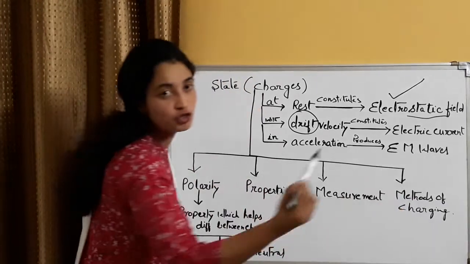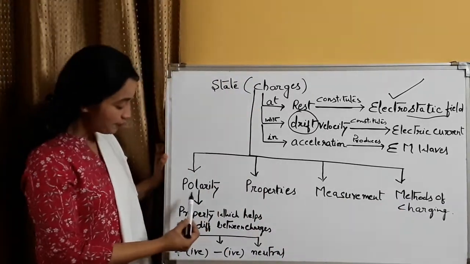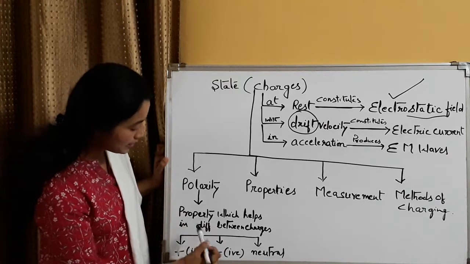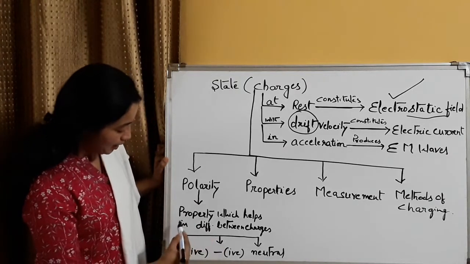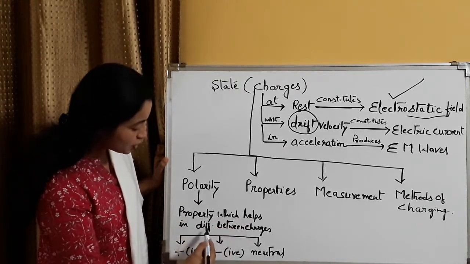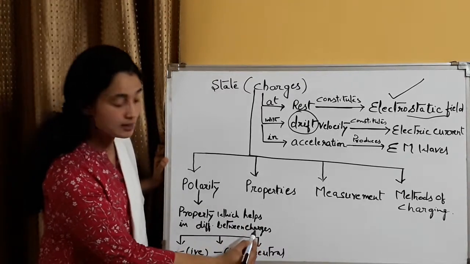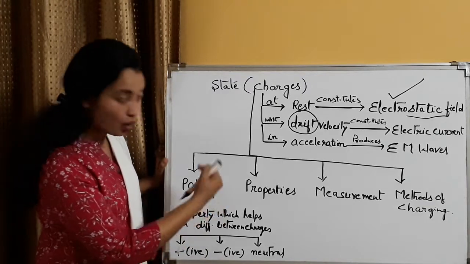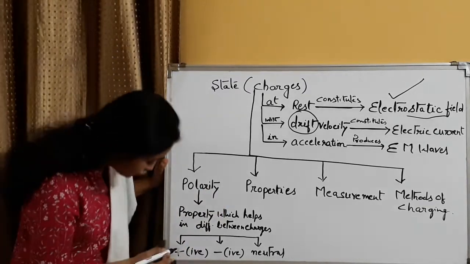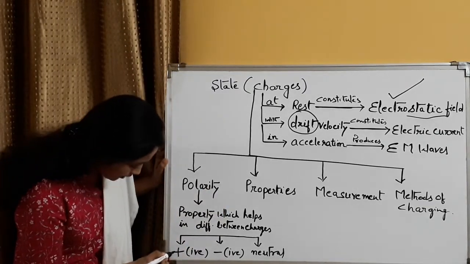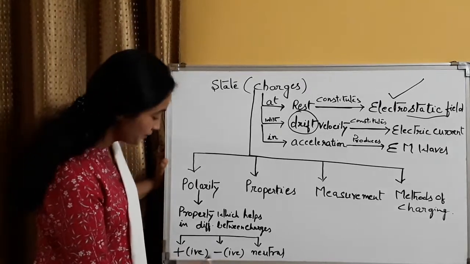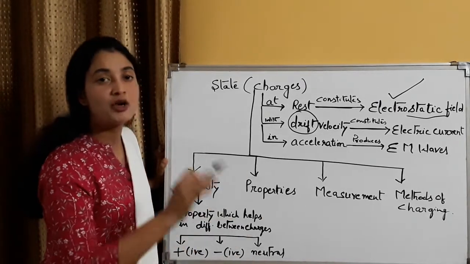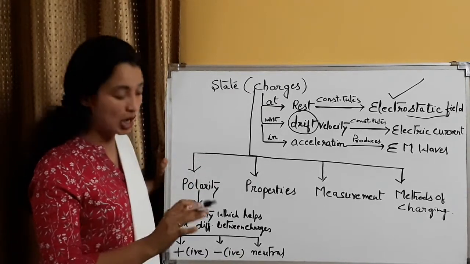different methods of charging. Polarity, you can write down, it is the property which helps in differentiating between charges. This is polarity. Now, according to polarity, we have positive charge. I hope you are able to see it clearly. We can have negative charge, or we can have neutral, no charge or zero charge.